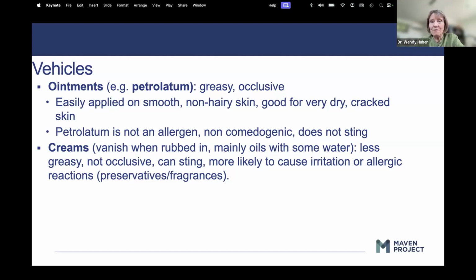Fragrances are often found in this too, because the preservatives oftentimes have a bad odor. So it's not that the manufacturer is trying to make a product that is scented, they're just trying to hide a bad odor. But a lot of fragrances are highly allergenic in some people. So we really want to be mindful of that if you're going to use a cream base for a medication.